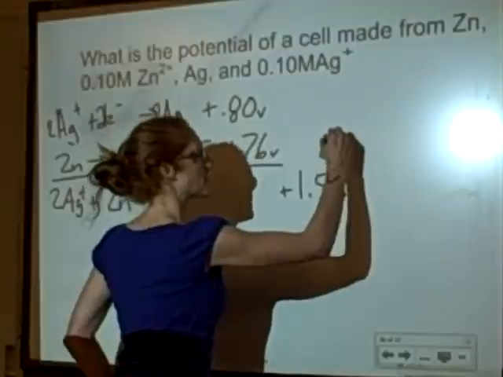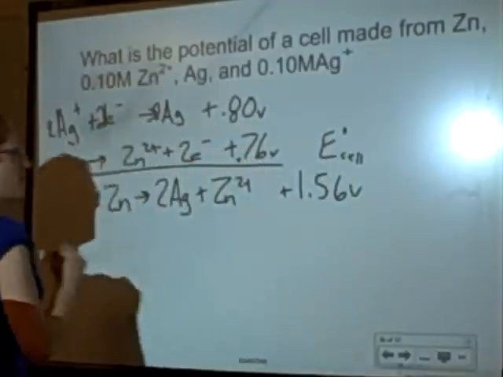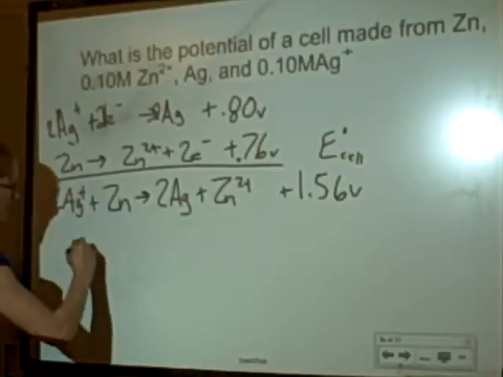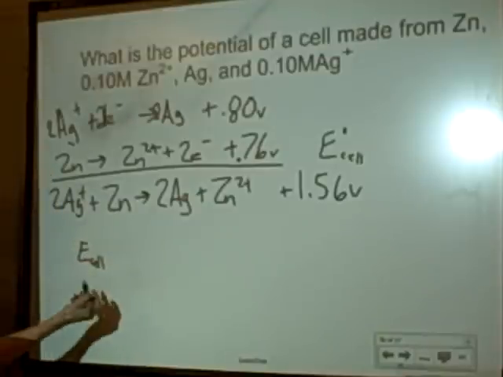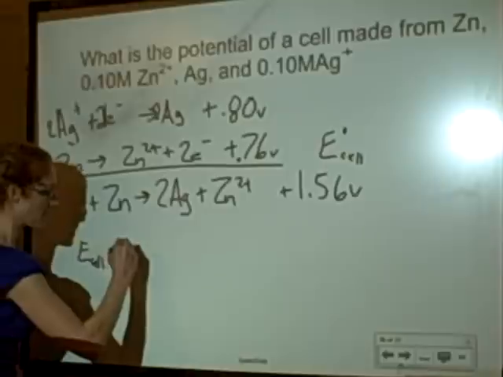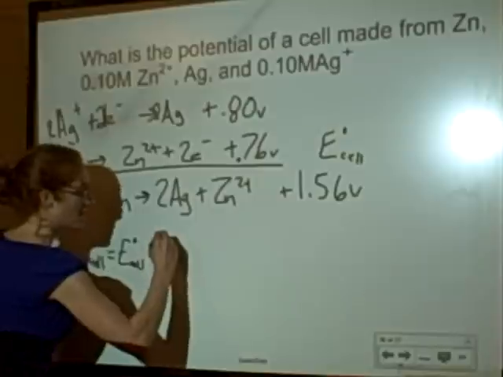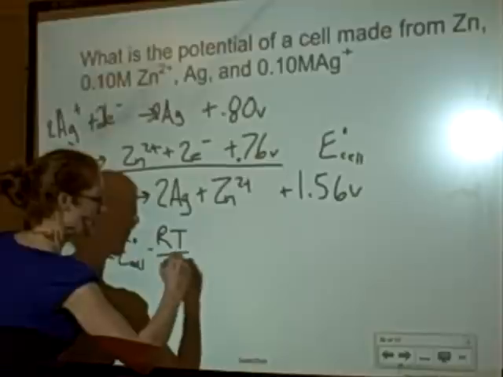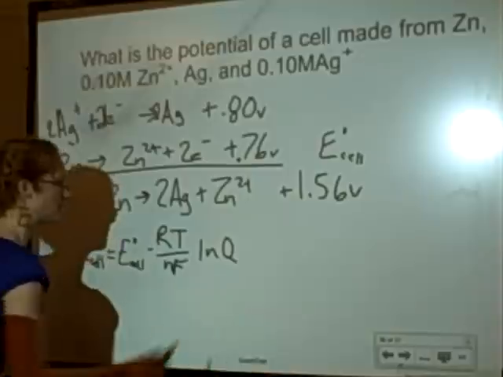All right, you know what? That's my E cell. Sorry, that's my E cell, not my E naught value, not meaning standard conditions. Okay, so now I'm going to use the Nernst equation to find the potential of my non-standard cell. So the potential of my cell is going to be really close to that standard potential, E naught minus RT over nF natural log of Q. We'll plug some stuff in.